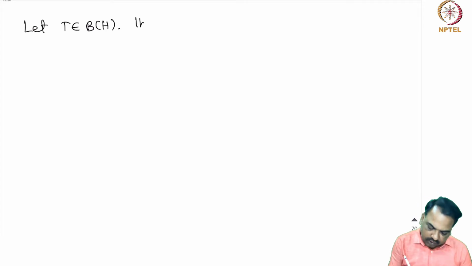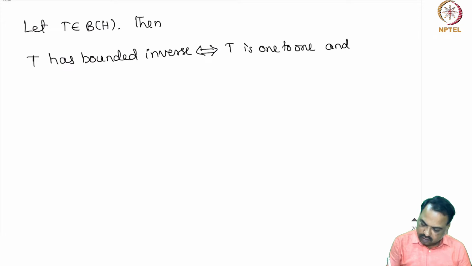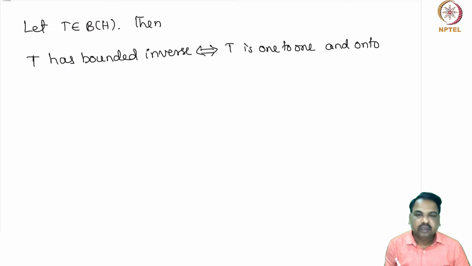So then we know that T has a bounded inverse if and only if T is bijective. That means T is 1 to 1 and onto. Now this is by the inverse mapping theorem.